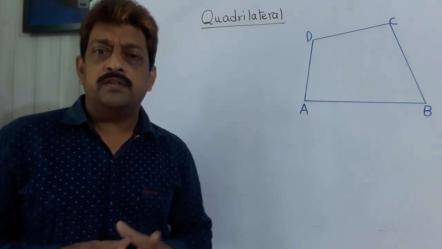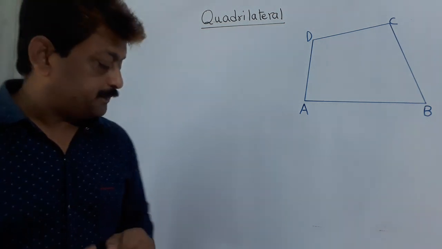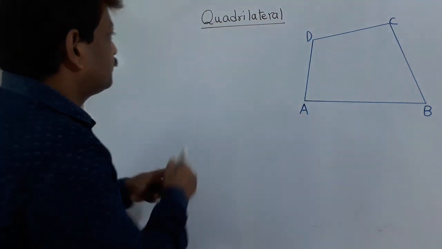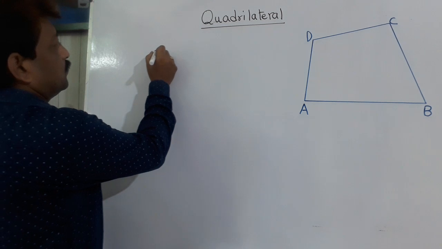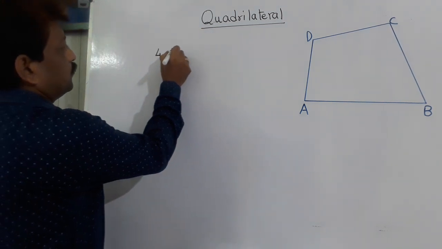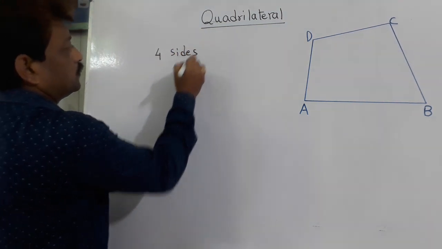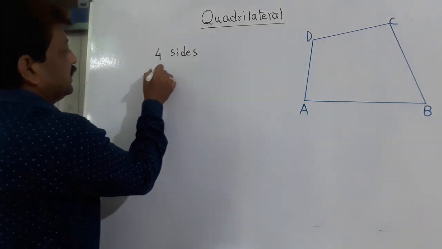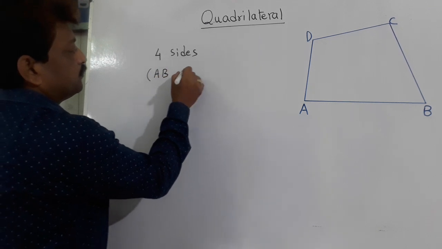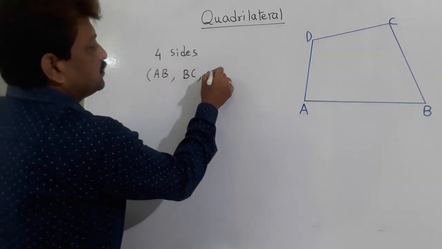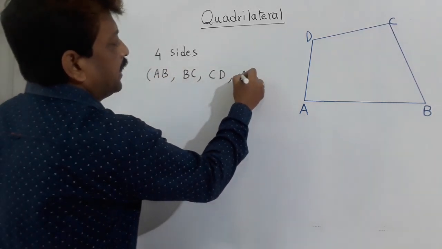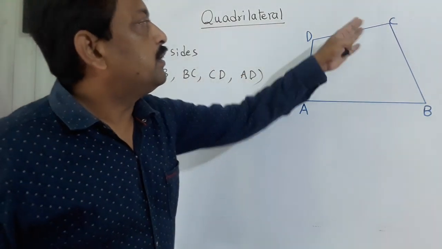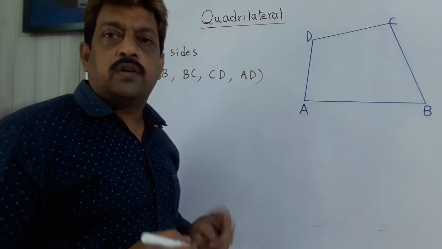A quadrilateral has so many features. Like, a quadrilateral has four sides. Now what are the sides? The four sides are AB, BC, CD and AD. Each line segment is known as a side of the quadrilateral.